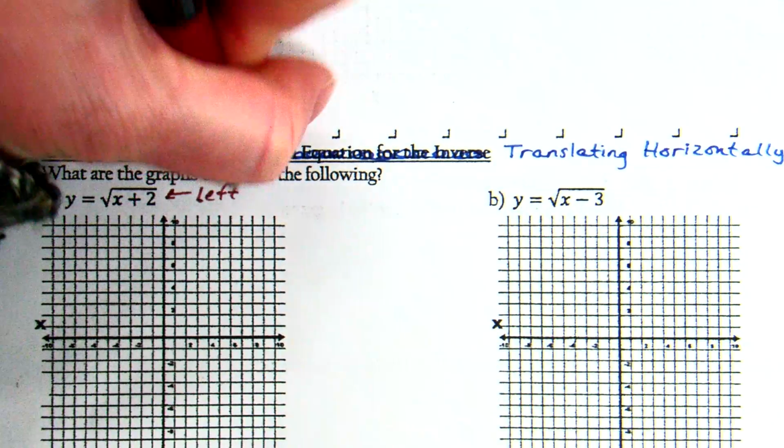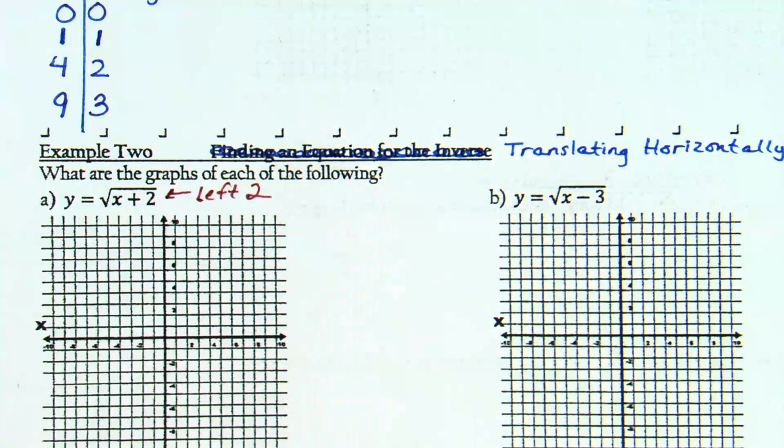Now, this is a type that would be hard to do with an x-y chart. Because if you put in your 0, 1, 4, 9, if you put in 0, 0 plus 2 is 2, now you have to do the square root of 2. If you put in 1, 1 plus 2 is 3, then you have to do the square root of 3. So it's possible to do an x-y chart, but you have to pick your numbers more carefully, which is why I prefer just translating.